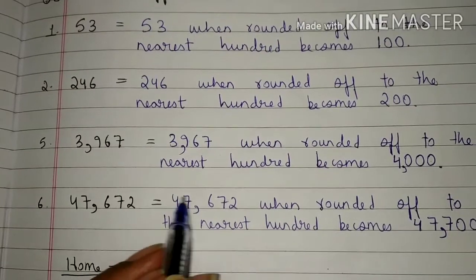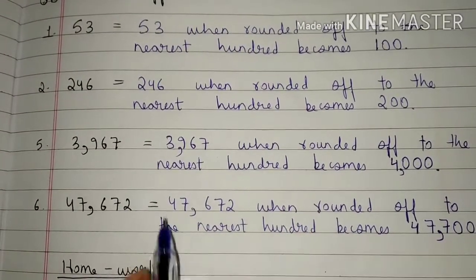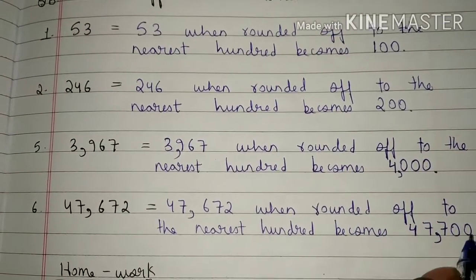So students, 47,672 when rounded off to the nearest hundred becomes 47,700.